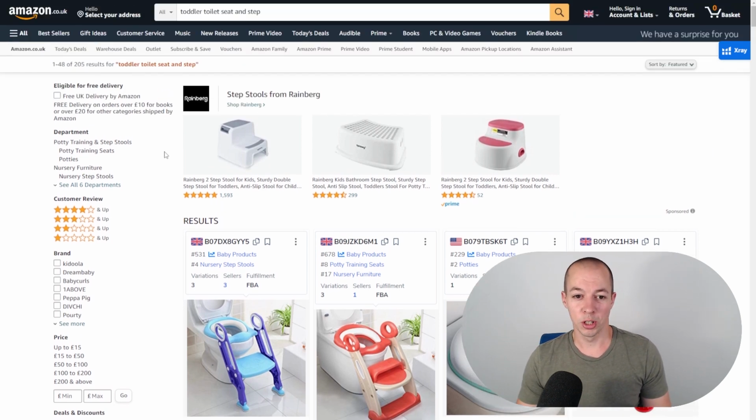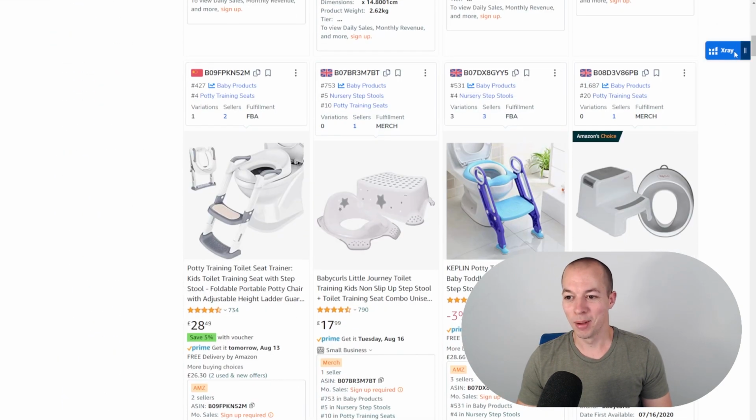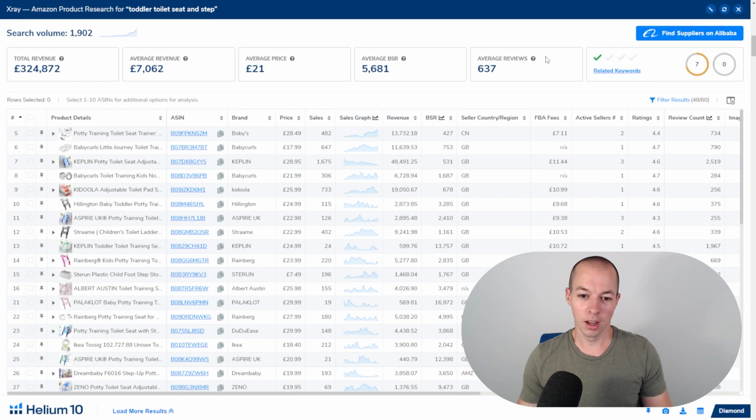So up first, I want to show you this example product. This is a toddler toilet seat and step. Now, I know it's a super exciting product, but let me run X-ray. Now, this is a product I considered selling when I first started my Amazon FBA business back in 2018. And actually the stats aren't too bad at the moment. You know, the price point is still really healthy. There's a decent amount of demand.